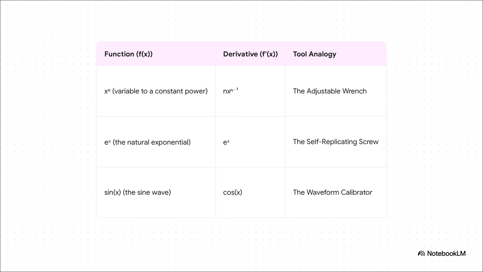Then there's e to the x. Its derivative is just e to the x. It's kind of like a self-replicating screw, which is pretty cool. And of course, sine becomes cosine, which acts like a waveform calibrator. These are the absolute basics, the foundation we're going to build everything else on.